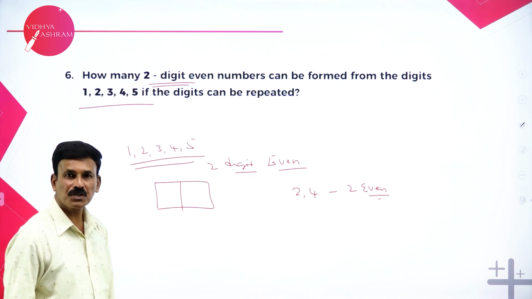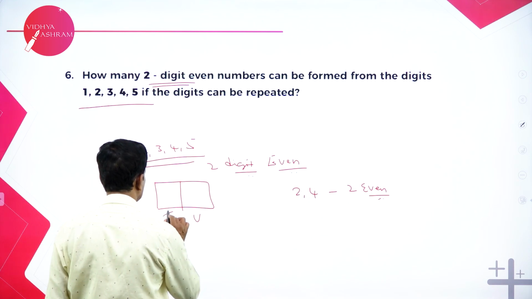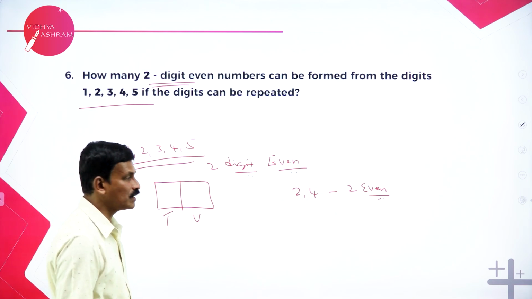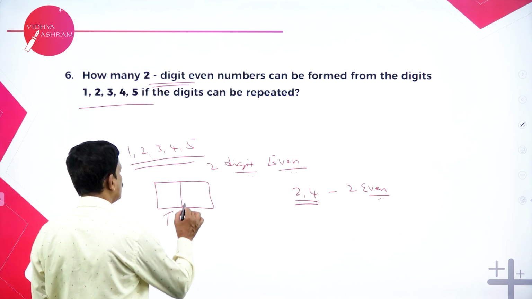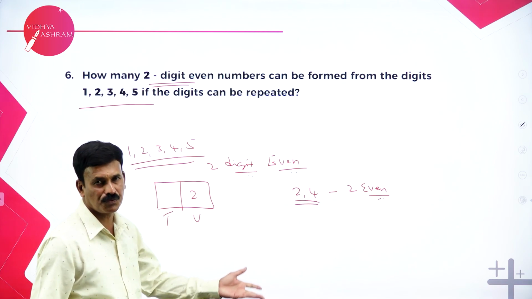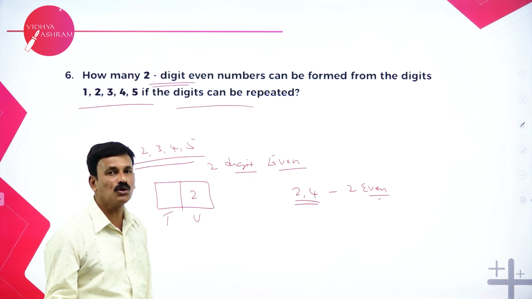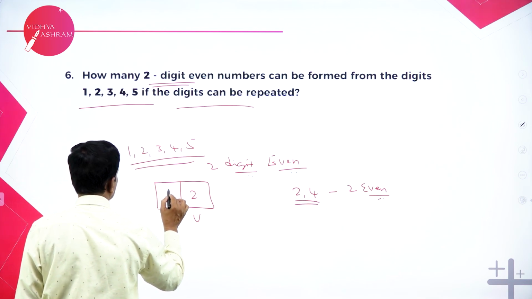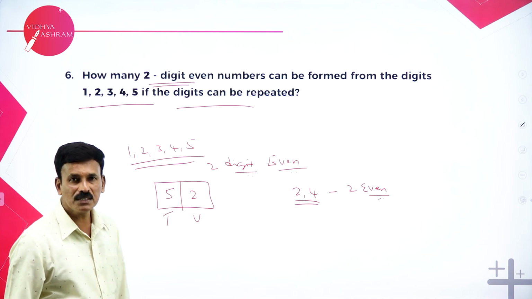So what is required is a 2-digit even number. This is the unit place and the tens place. Since in the given numbers we have only 2 even numbers, any one of these 2 can be filled in the unit place, that is, in 2 ways. You can fill 2 or 4 in the unit place. Since repetition is allowed, the remaining digits 1, 2, 3, 4, 5 can be filled in the tens place, that means 5 digits.